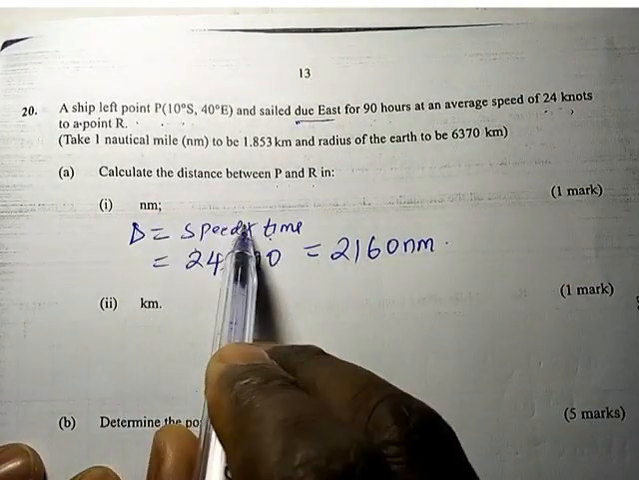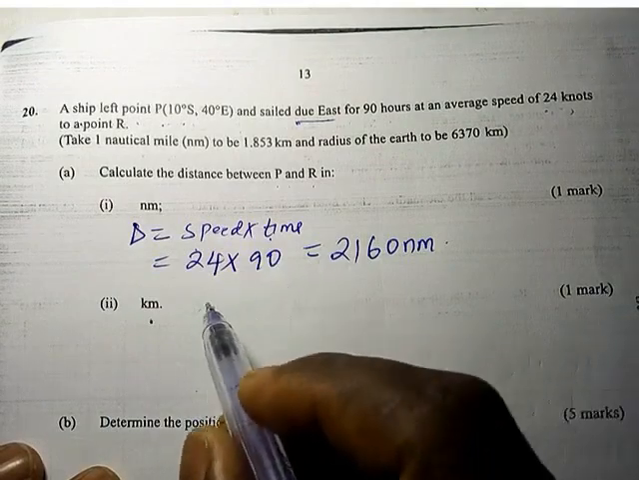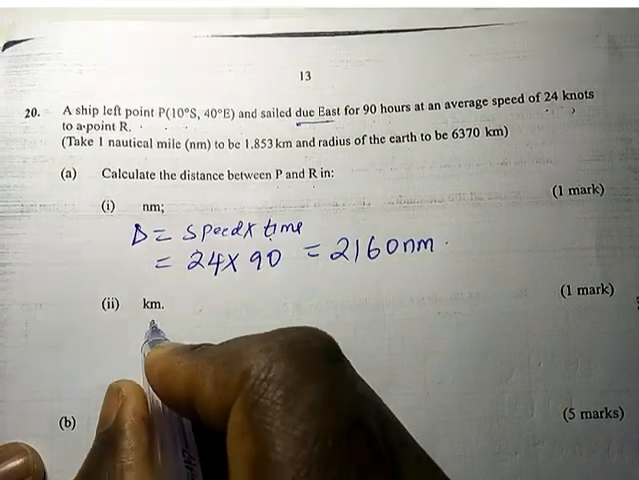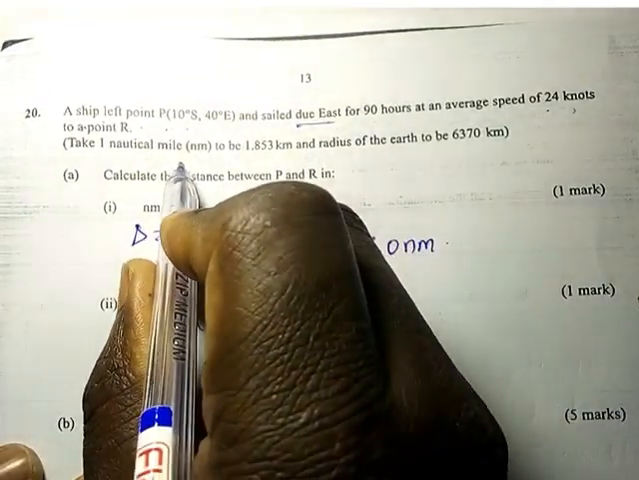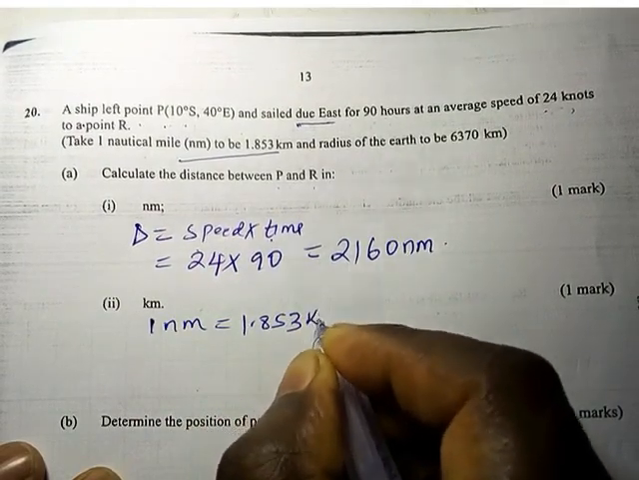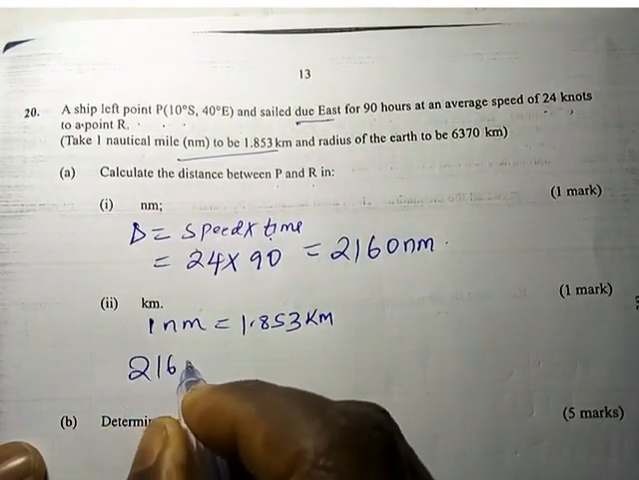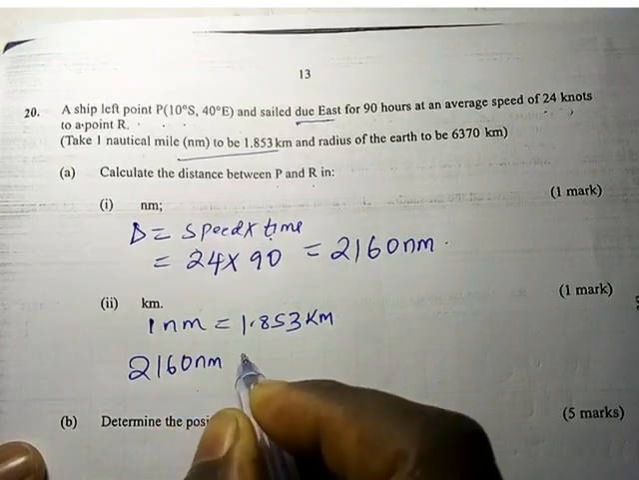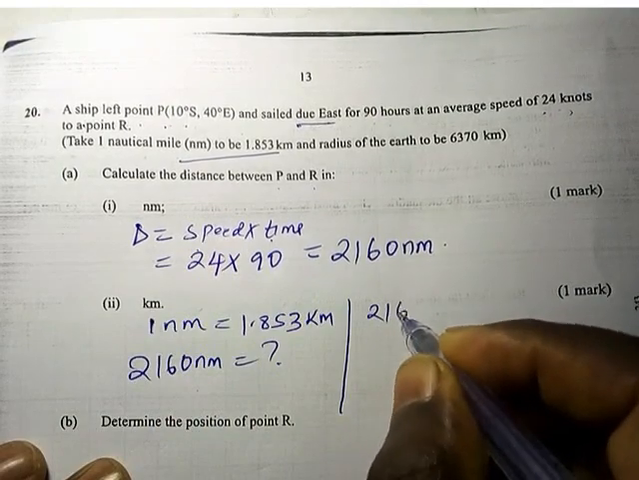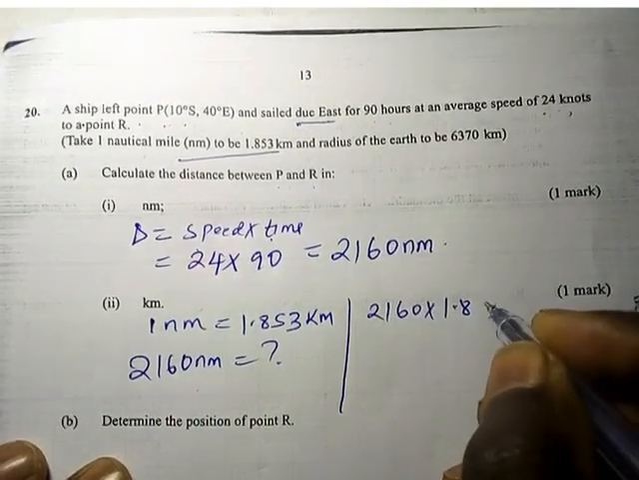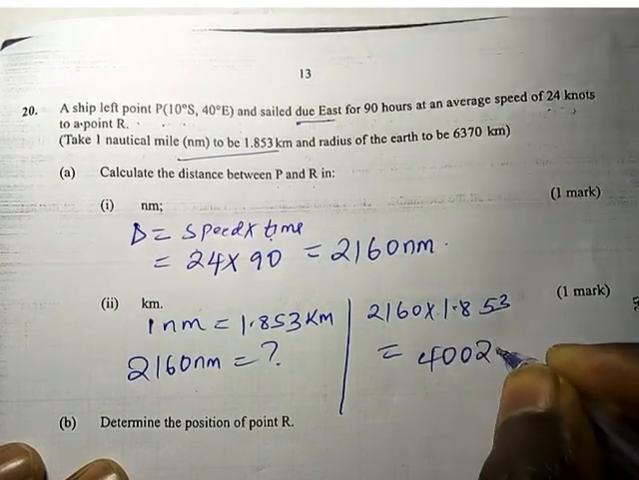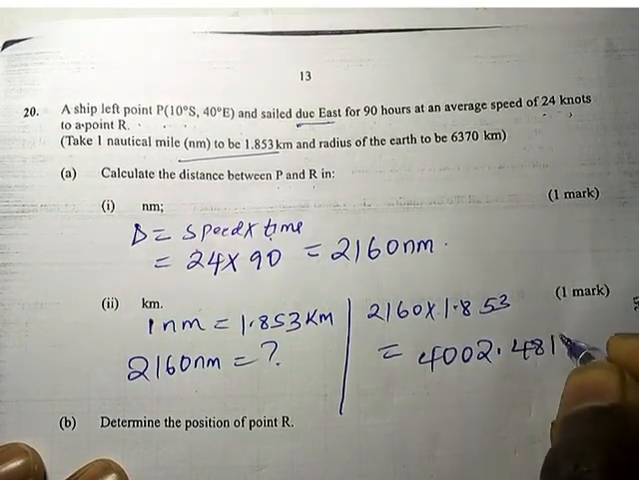Now calculate the distance in kilometers. We have nautical miles, but we know 1 nautical mile is equal to 1.853 kilometers. So 2160 nautical miles will be 2160 times 1.853, and that is 4,048 kilometers.